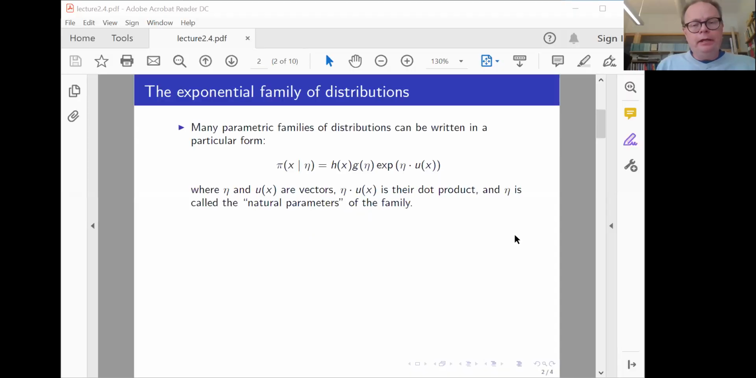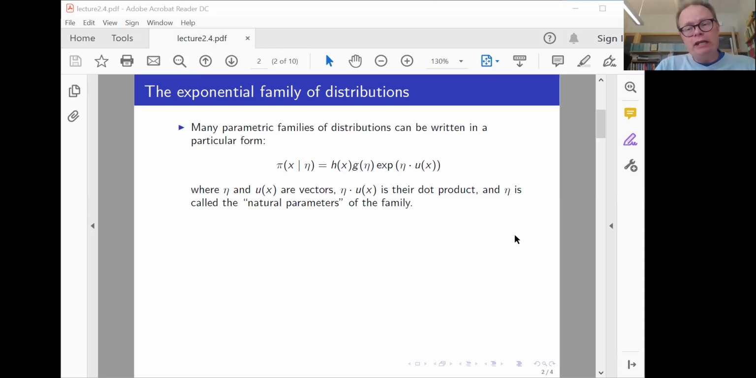We will end now with a little bit more theoretical and general results. We have talked about conjugacy and examples of conjugacy and how that is useful in particular cases and also for prediction. And we will look at more uses of that and more examples of that later. But we can put that into a context because this is actually related to the exponential family of distributions.